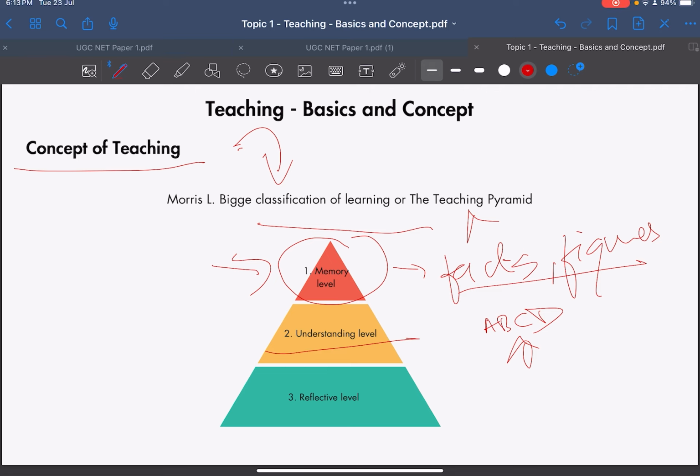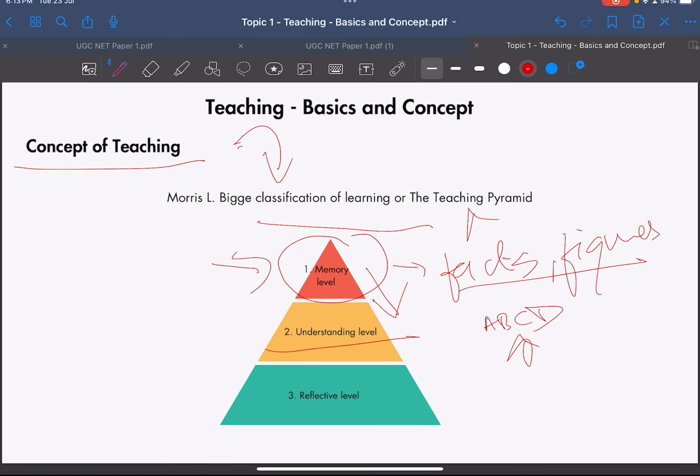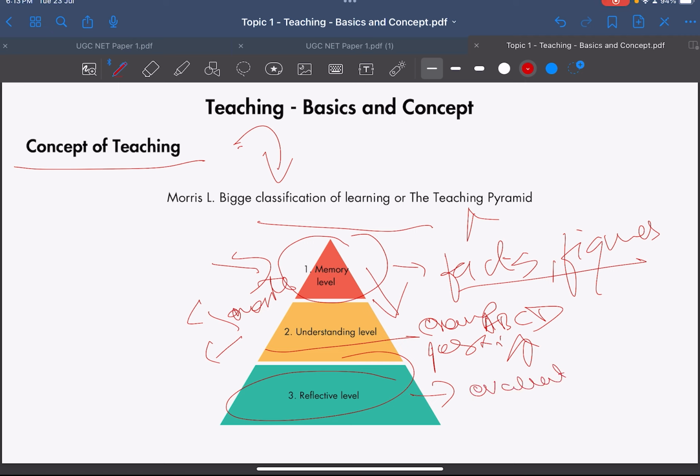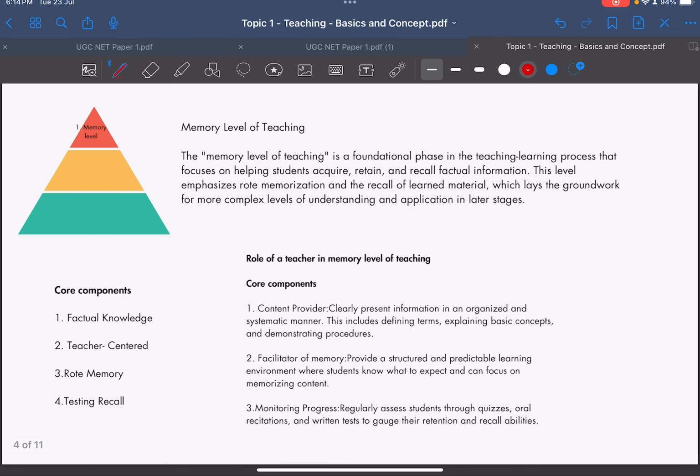Understanding level of teaching is one higher than memory level of teaching, where you're able to differentiate between different examples, whether this is a positive one or a negative one, why is this different than the other one. You're able to form a certain level of concepts. Then finally comes the reflective level of teaching, where you can evaluate, synthesize, understand, and reflect on what you've actually learned. So let's go a bit deeper into this.